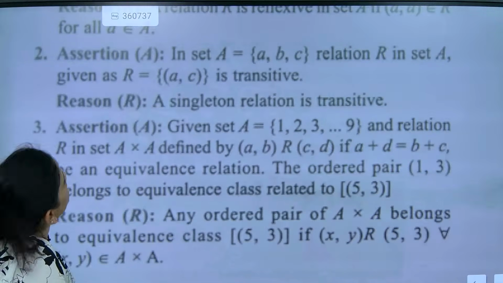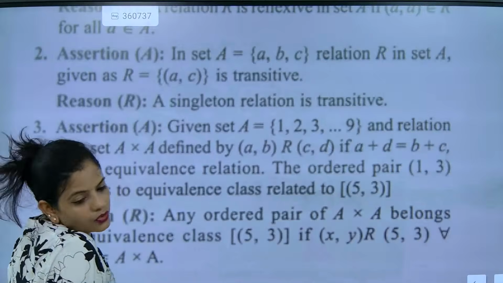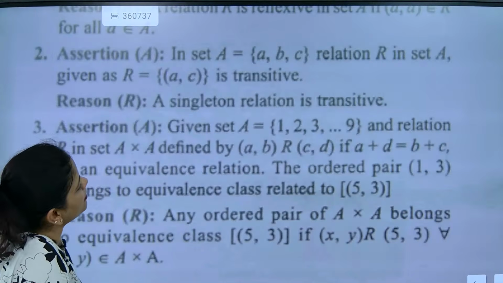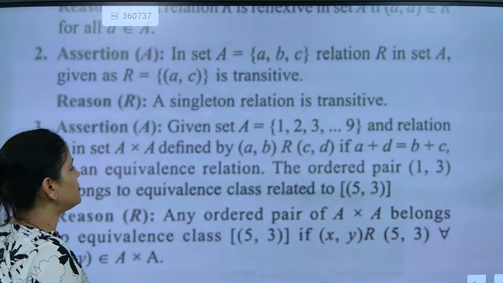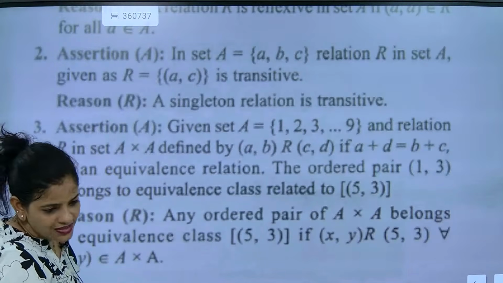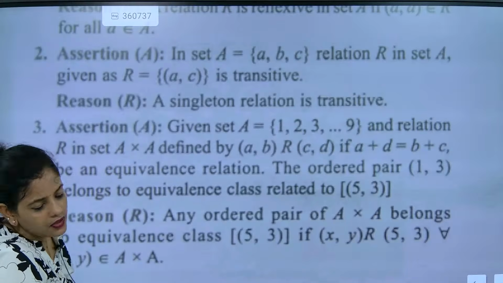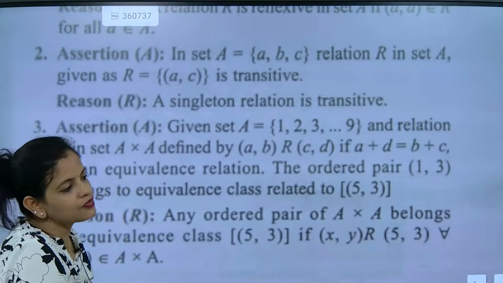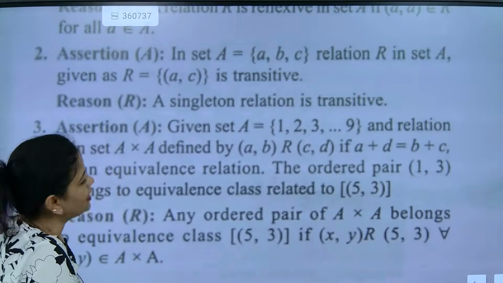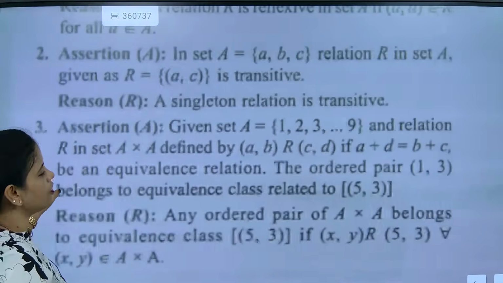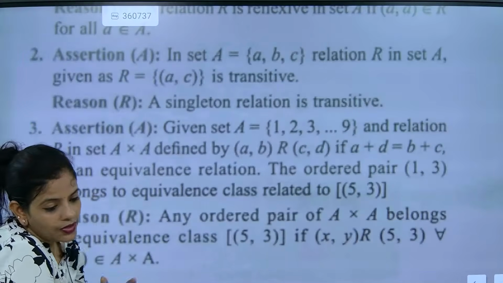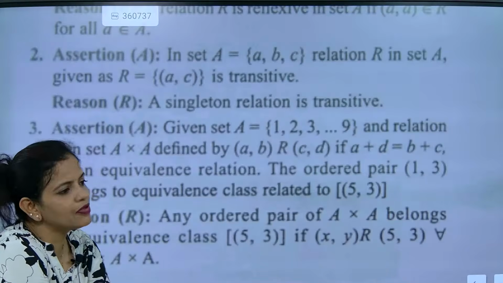The question was given: set A = {1 to 9} is there. A relation R in set A cross A defined by (a, b) R (c, d) if a + d = b + c. This is exactly the easiest question in the relation chapter. We have solved this question for 5 months, so we need not solve it again. The thing here is that this question is going for an equivalence relation. If a relation is an equivalence relation, then only can an equivalence class be found. Okay.